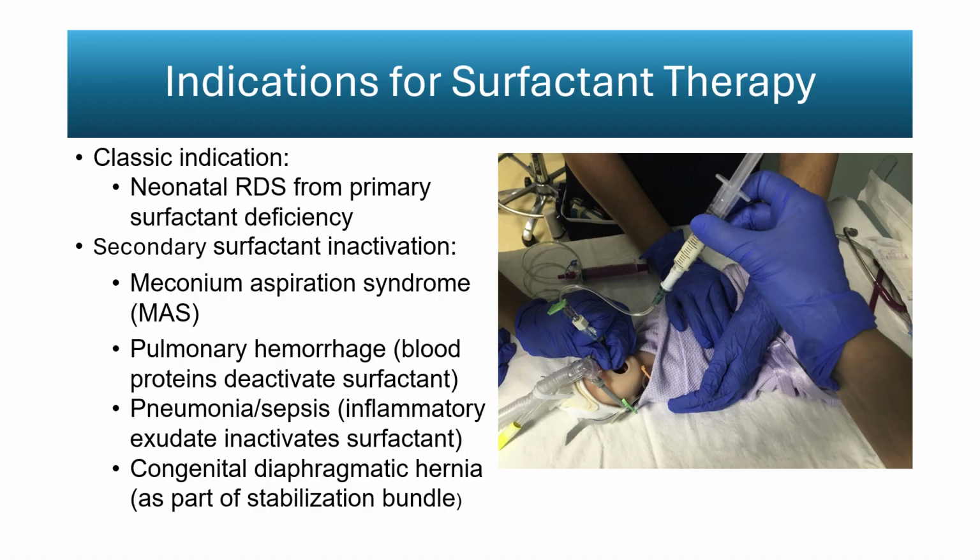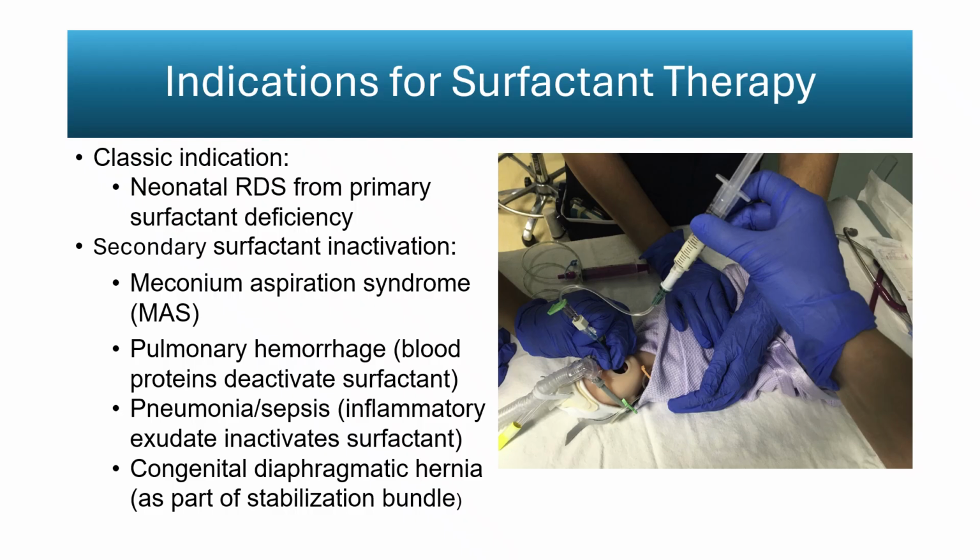The classic indication for surfactant therapy is neonatal respiratory distress syndrome due to primary deficiency. In these infants, immature type 2 cells cannot generate adequate surfactant, and replacement is essential for survival. Secondary inactivation is another key indication. In meconium aspiration syndrome, the meconium physically coats alveoli and inactivates surfactant.